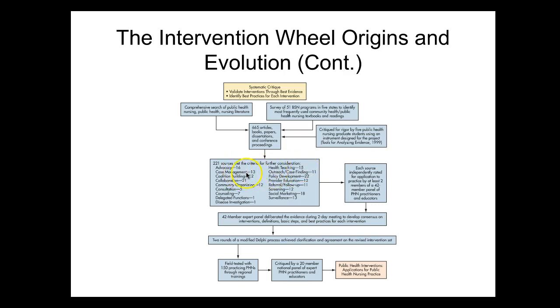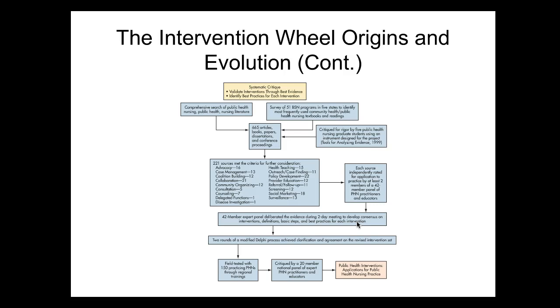And here it's broken down into all the interventions. So there's 16 advocacy, 13 case management, 12 coalition building, 21 collaboration, and down, okay? And each source was independently rated for application to practice by at least 2 members of this panel, okay? So the 42-member panel deliberated the evidence during a 2-day meeting to develop a consensus on which interventions, definitions, basic steps, and best practices would be used for each intervention. So again, picking the strongest evidence and also what evidence best worked for the intervention in their setting.